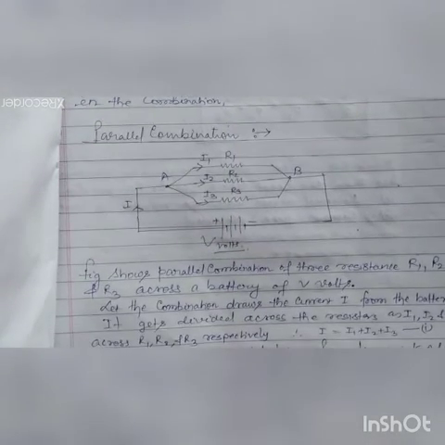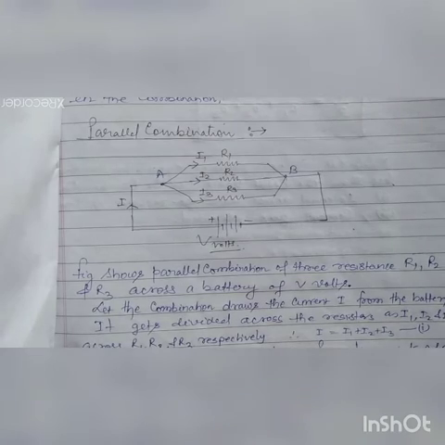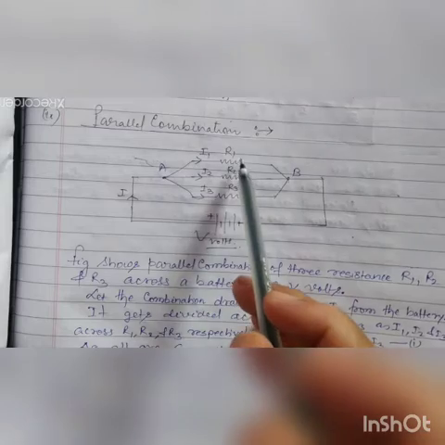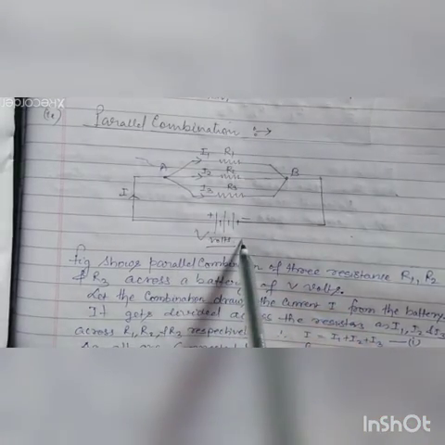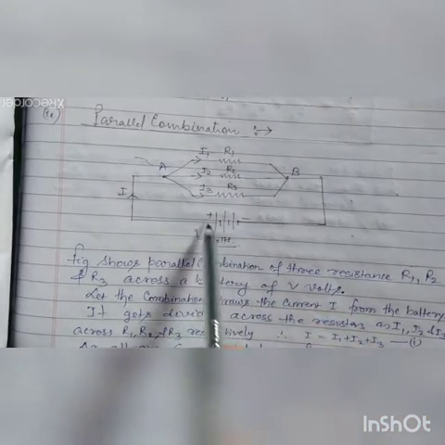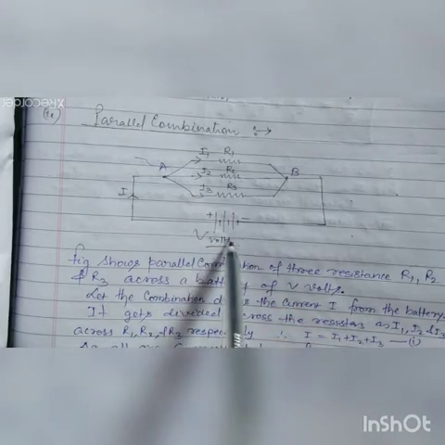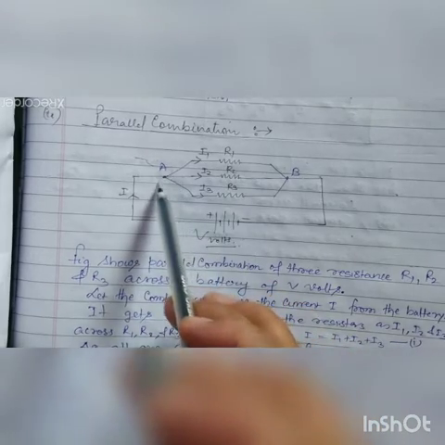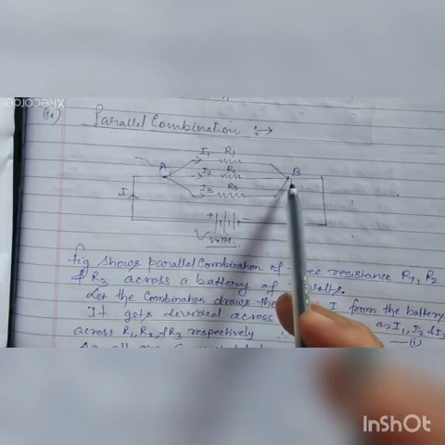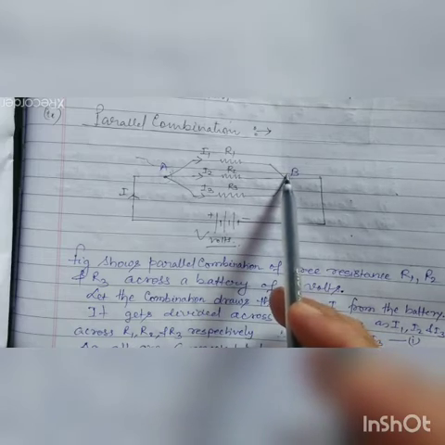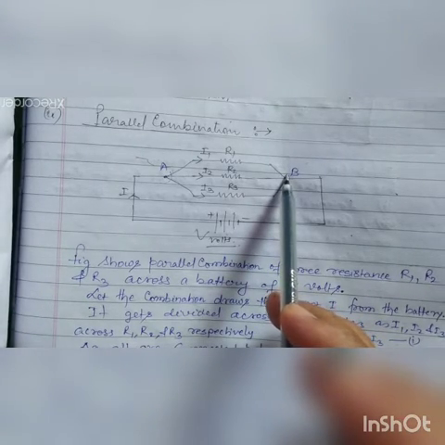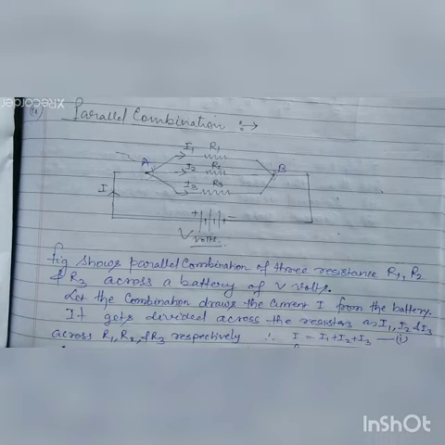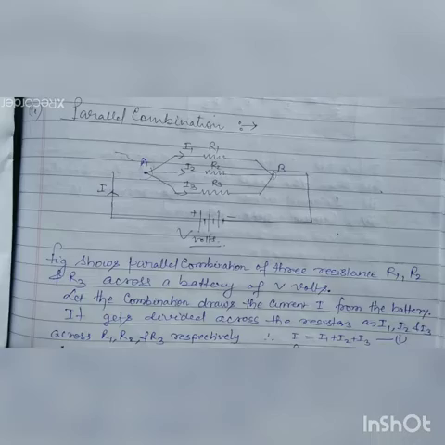The figure shows the parallel combination of three resistances R1, R2, R3 across a battery of V volts. From the diagram, it is clear that all the resistances which are connected in parallel have one end connected to one point and the other end connected to another common point. So all the resistors which are connected between two common points are said to be in parallel.